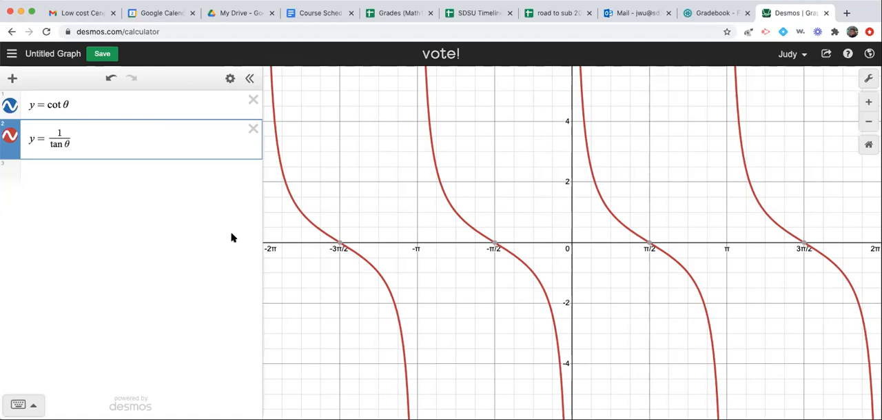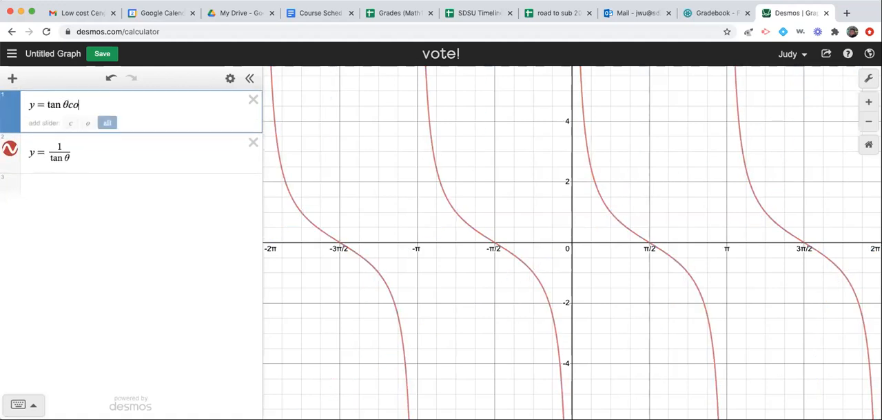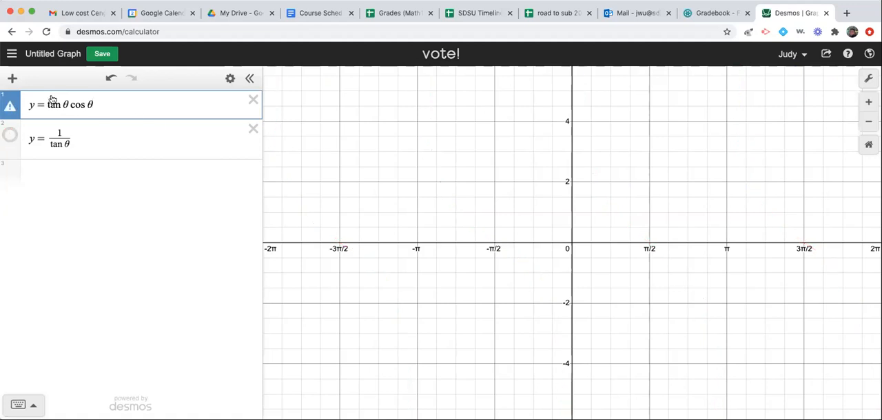Now, let's go ahead and take a look at example 2, okay? So example 2, we're going to clear out these graphs. And the blue one, let's see, the left-hand side says tangent theta cosine theta, right? So in the blue one, I'm going to write tangent theta cosine theta, okay?